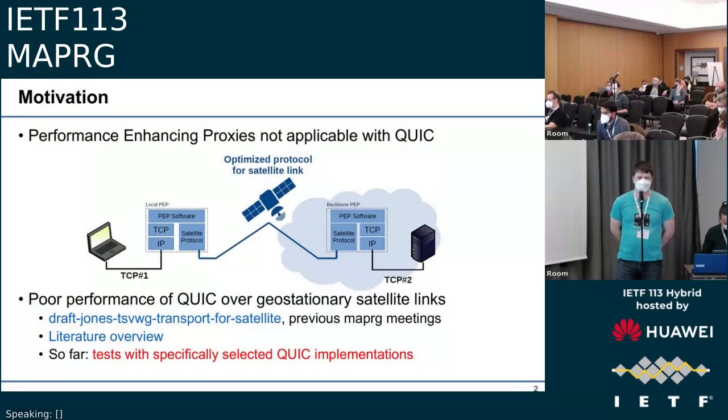So geostationary satellite networks heavily rely on TCP proxies, or so-called performance enhancing proxies. These are not applicable anymore in the case of encrypted transport, like VPNs or QUIC. And so far, the performance of QUIC over geostationary satellite links has been shown to be very poor. There's a draft which summarizes the most important aspects. We have talked about this in previous MAPRG meetings, and there's also a literature overview.